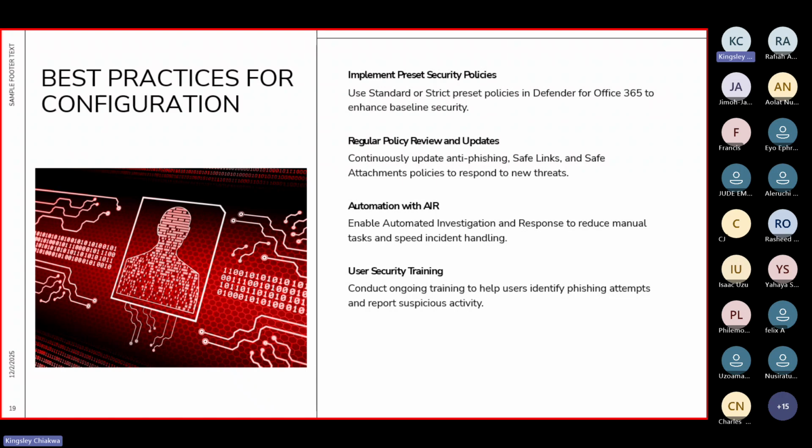Regular policy review and update: continuously update anti-phishing, safe links, safe attachments. Then automation with AIR: enable automated investigation and response to reduce manual tasks and speed incident handling. User security training. These are the best practices. Updating the anti-phishing policy: there are certain things that might go in your favor and may not. The anti-phishing policy at some point might be too strict, or might be too open. When things like this happen, you have to make adjustments, so update them consistently.